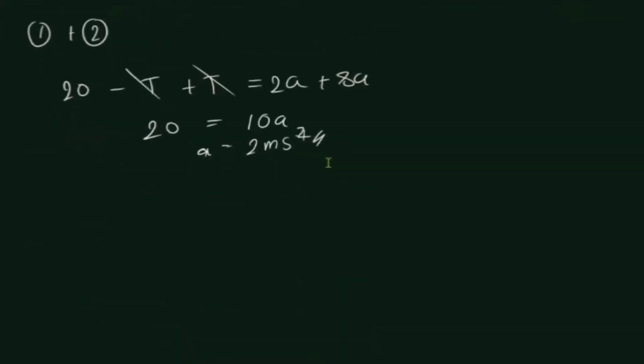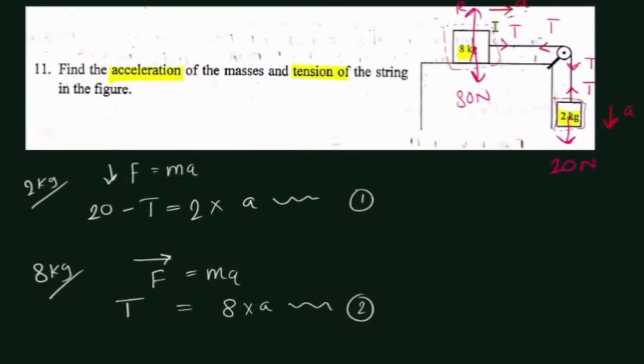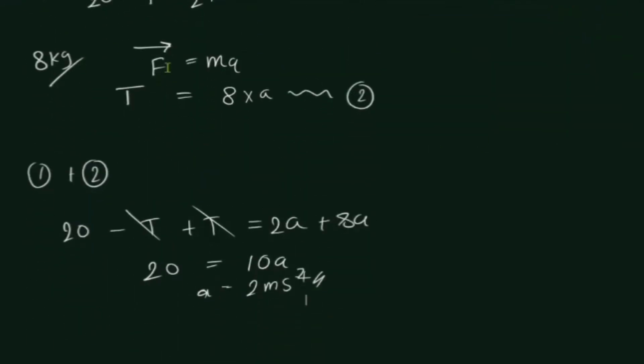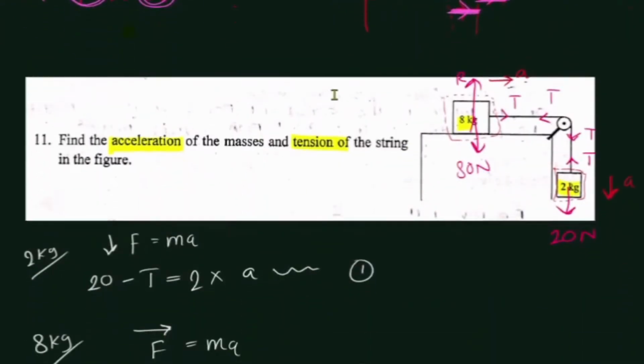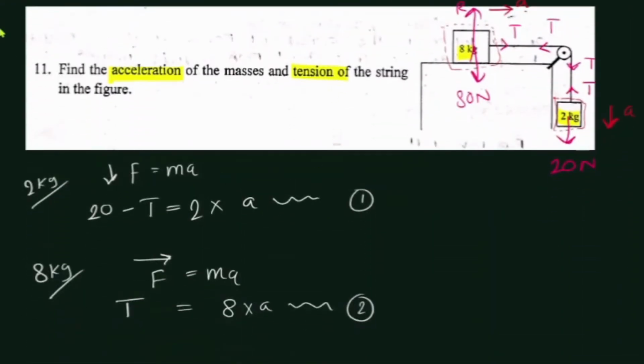So now we have found the acceleration of the system, and since we have found the acceleration, we can easily find the tension as well. In the second equation, T is equal to 8 into a, 8 into 2. So that is going to be 16 newtons. So the tension is going to be 16 newtons. That's pretty much it for the 11th one, so let's move on.